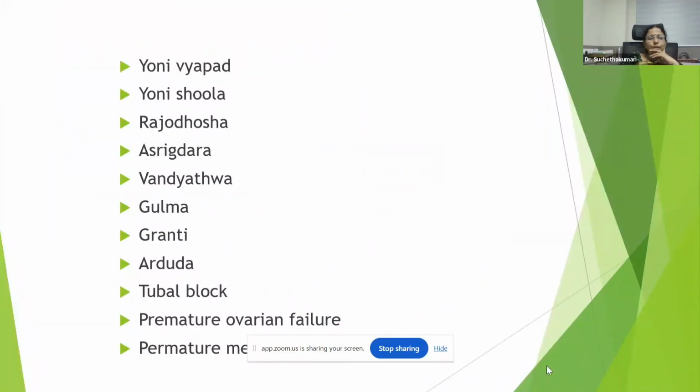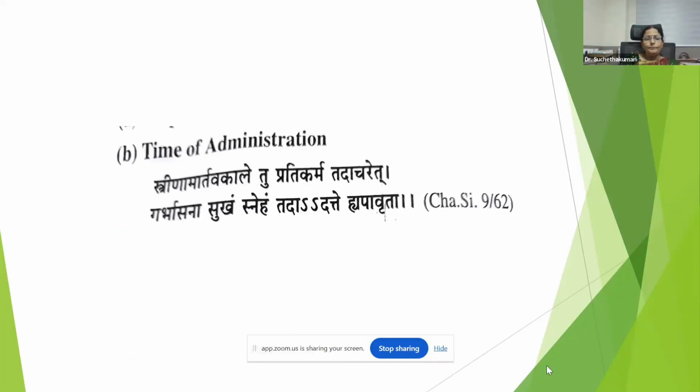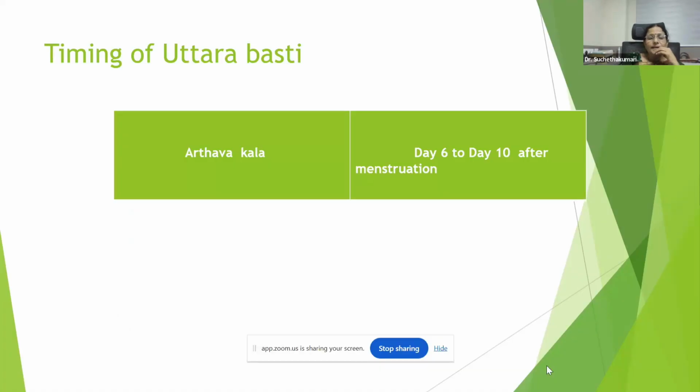The indications of Uttarabasti are given in the classics. These are the Yoni Vyapats, Yoni Shula, Rajodosha, Asradhara, Vandyatva, Gulma, Granthi, Arbuda. And also currently we can see tubal block, premature ovarian failure, premature menopause. These are some of the indications given for the Uttarabasti. The time of administration, as told in the classics, is the Artava Kala. When we say Artava Kala, it is preferably day 6 to 10 after the menstruation.